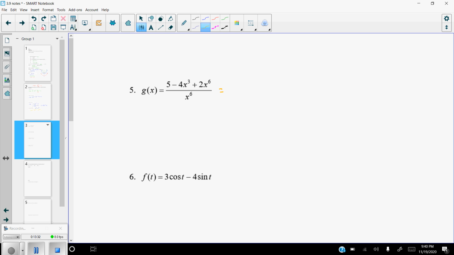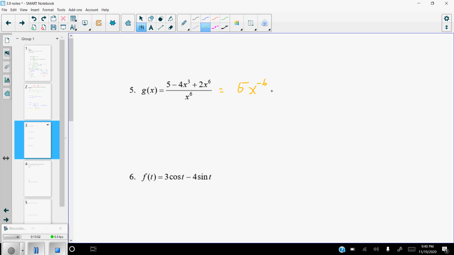So 5 divided by x to the 6th is just 5 over x to the 6th. But I want to write it in such a fashion that I can do this kind of linearly, so it's going to be straight across. So instead of writing 5 over x to the 6th, I'm going to write it as 5x to the -6. That way we can use our power rule.